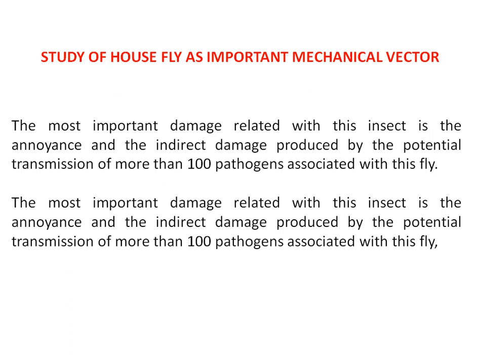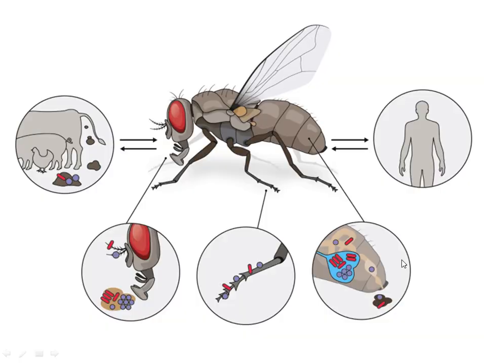So in this way of mechanical transmission, the housefly can transmit more than 100 different kinds of pathogens from one place to another, from one individual to another, so that it causes diseases in human beings as well as animals. The most important damage related to this insect is the annoyance, and the indirect damage produced by the potential transmission of more than 100 pathogens associated with this fly.